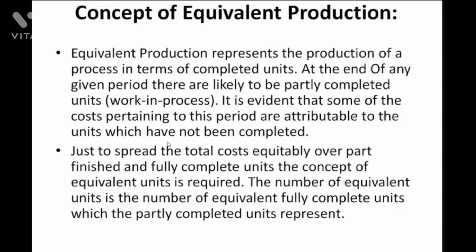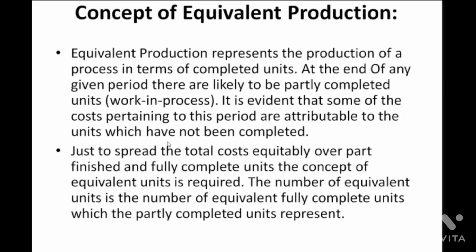When there is such incomplete goods and completed goods, finished goods and semi-finished goods, there are two kinds of goods available, and you have to convert your semi-finished goods into equivalent finished goods, and then determine the cost and attribute the cost. The number of equivalent units is the number of equivalent fully completed units which the partly completed units represent.